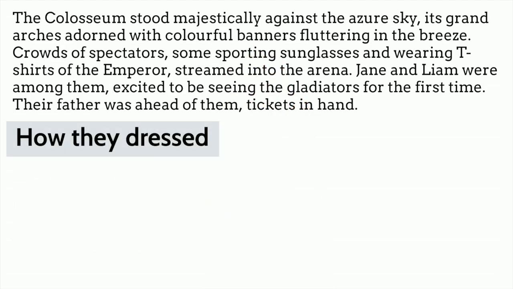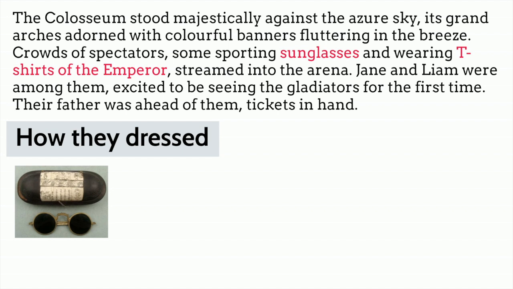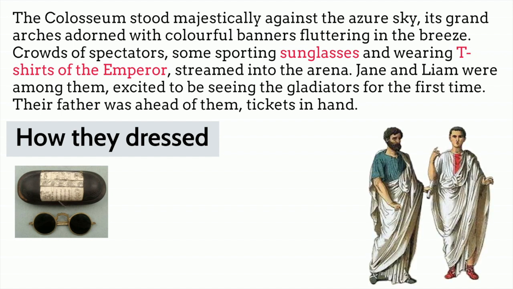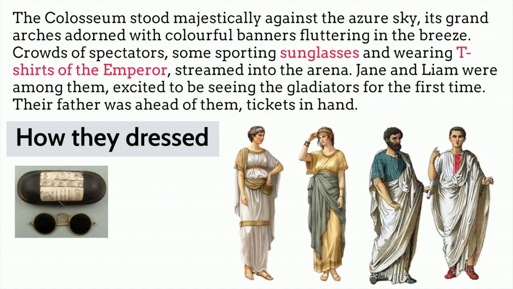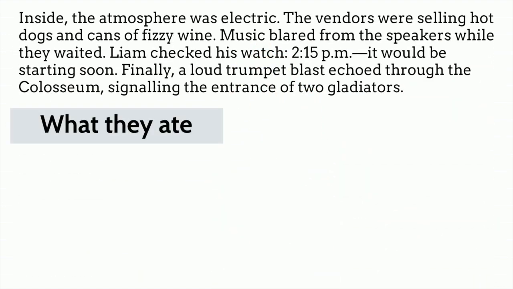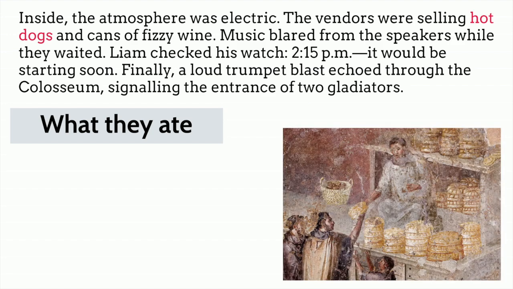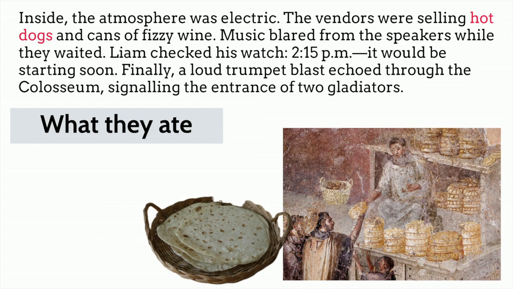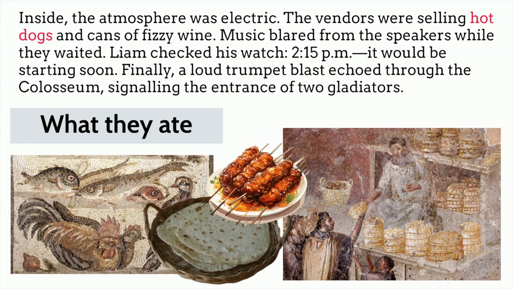How they dressed. Sunglasses and t-shirts weren't worn in Roman times. In fact, sunglasses were invented in China about 900 years ago, long after the Roman era. Roman men typically wore togas made of wool, while women wore stolas, long flowing dresses that reached their ankles. Both garments were often belted at the waist. On their feet, Romans usually wore sandals. What they ate. Vendors at the Colosseum didn't sell hot dogs. Instead, they offered flatbreads from baskets, or meat on wooden skewers, such as chicken, pork, or fish.